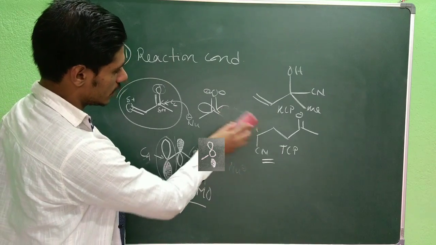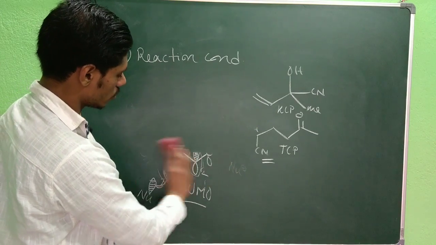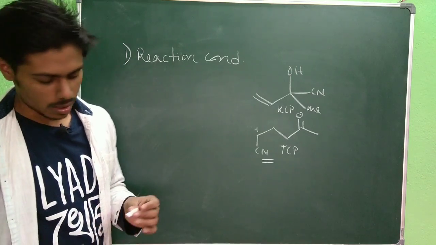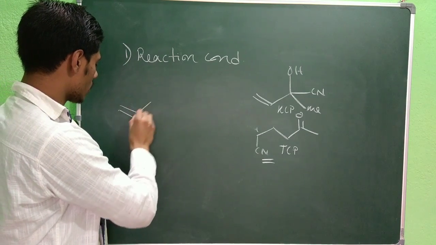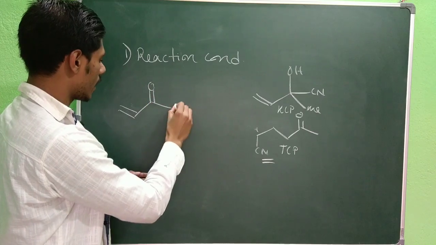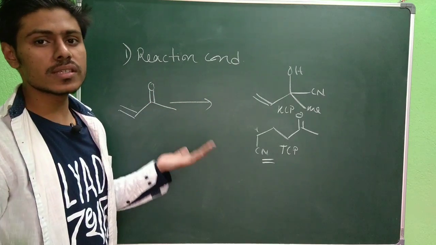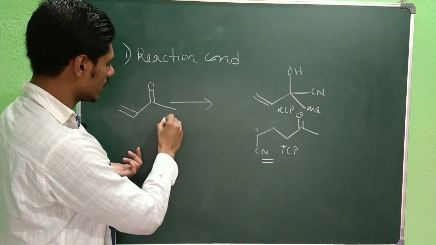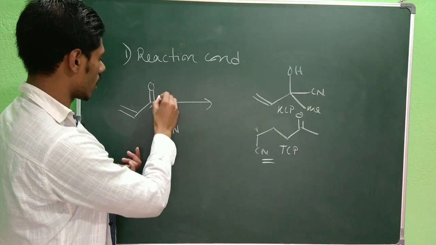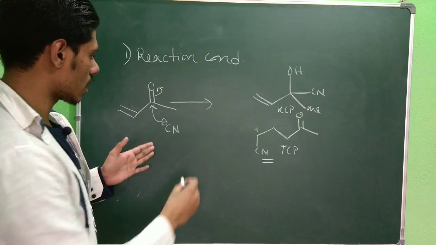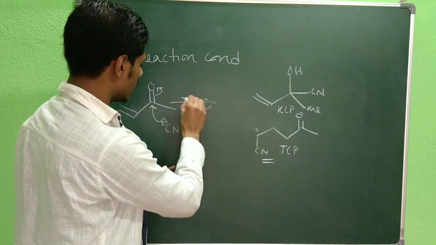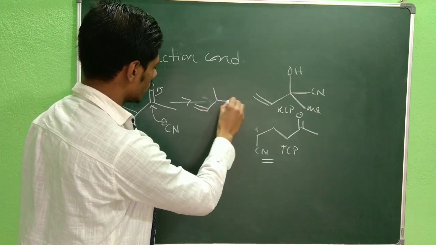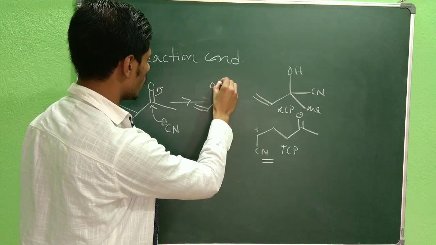Now if we take this with our mind, we can explain how the KCP and TCP are formed. So this was our compound and our cyanide, which is a negatively charged nucleophile, so its general tendency will be to attack on this carbon. Okay, so if it attacks on this carbon, it will form a tetrahedral intermediate like this. Okay, so it will form a tetrahedral intermediate, O minus.